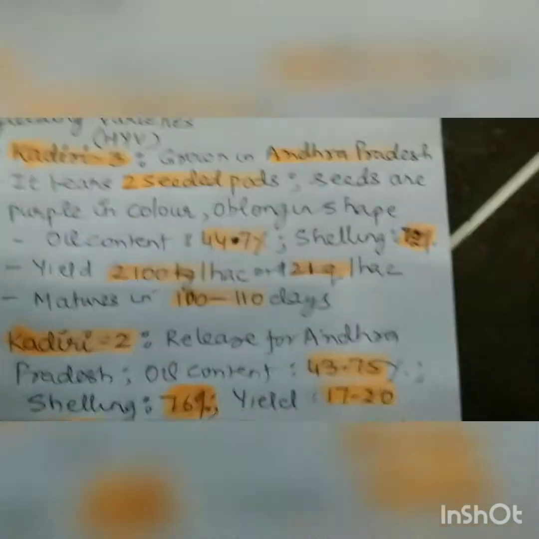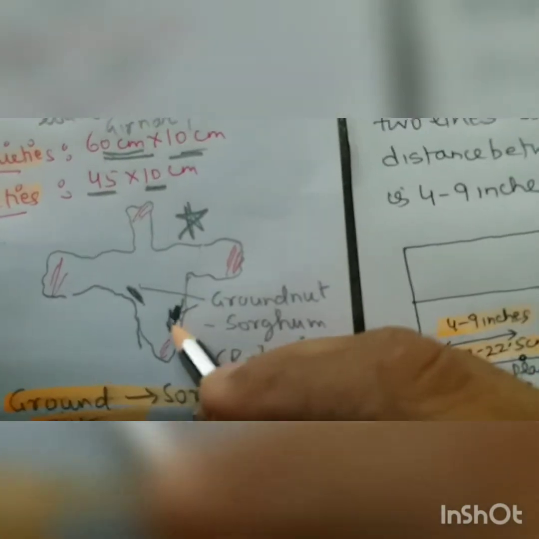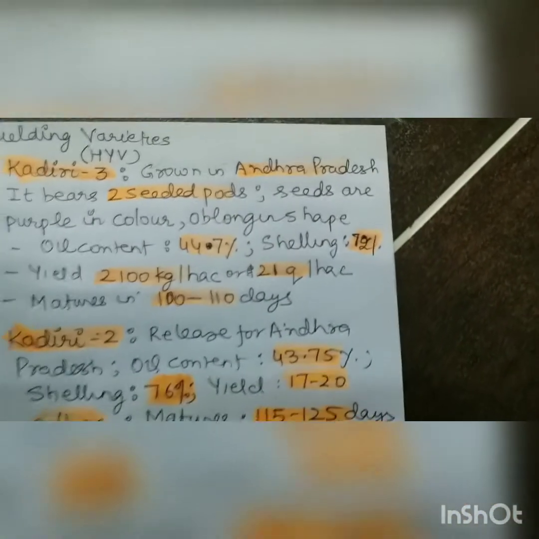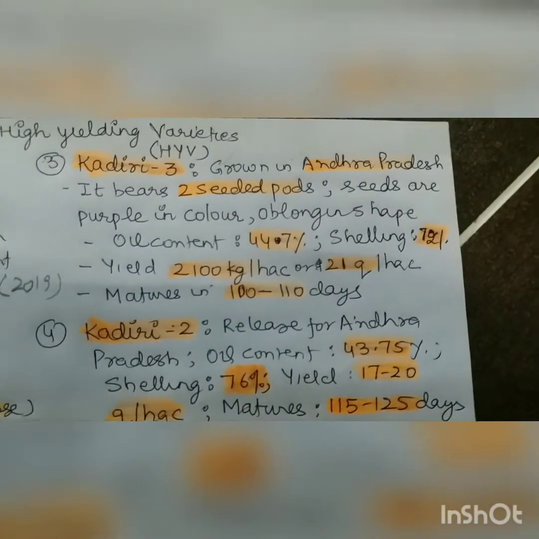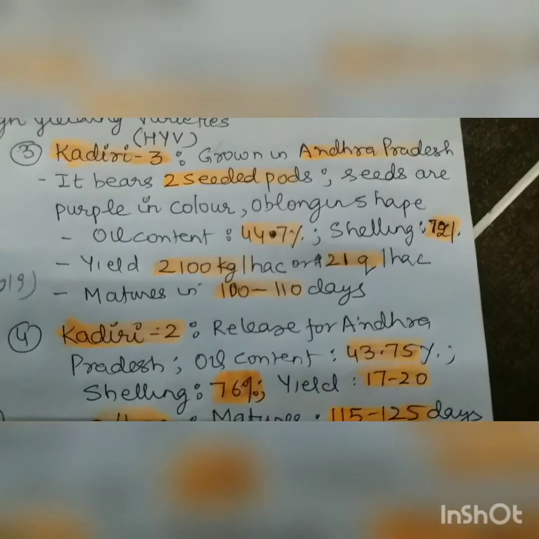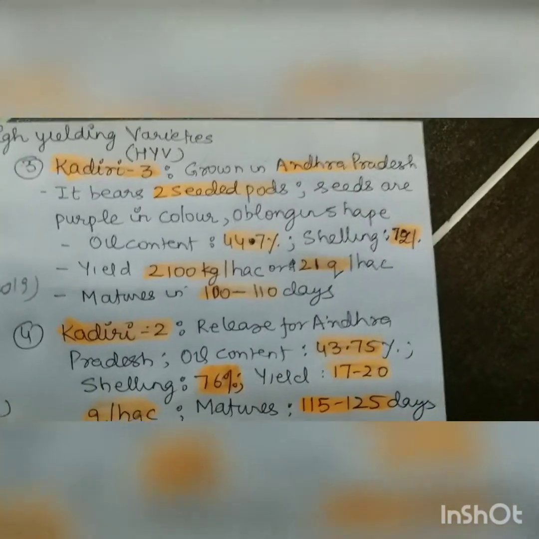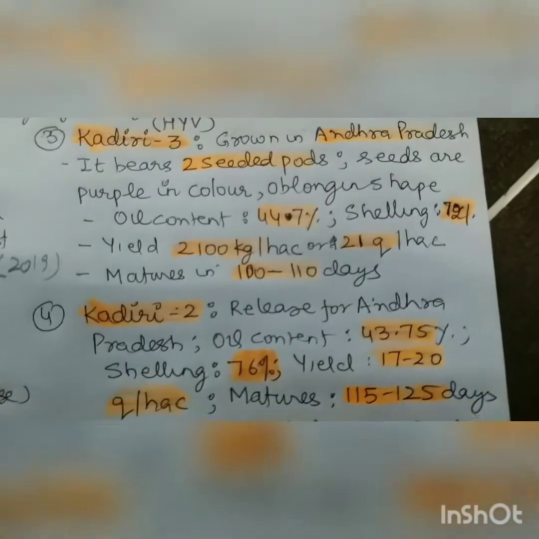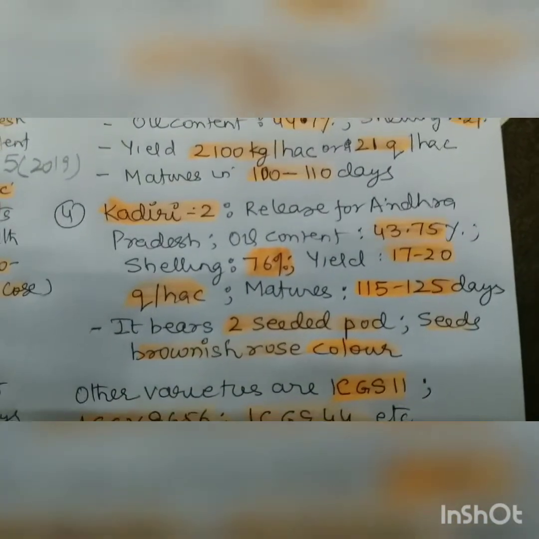And then the next variety is Kadiri 3. It is grown in Andhra Pradesh, particularly in this area, right? It bears two-seeded pods, and the seeds are purple in color, oblong in shape. Oil content is 44.7, shelling 72%, yield is 21 quintals per hectare, approximately the same as that of Kaushal 201. It matures in 100-110 days, right?